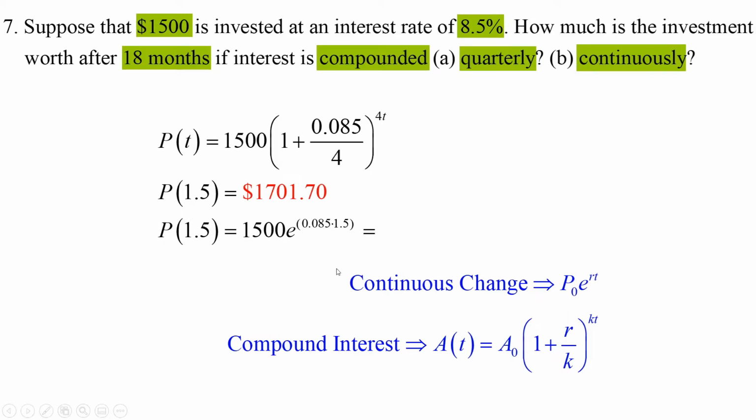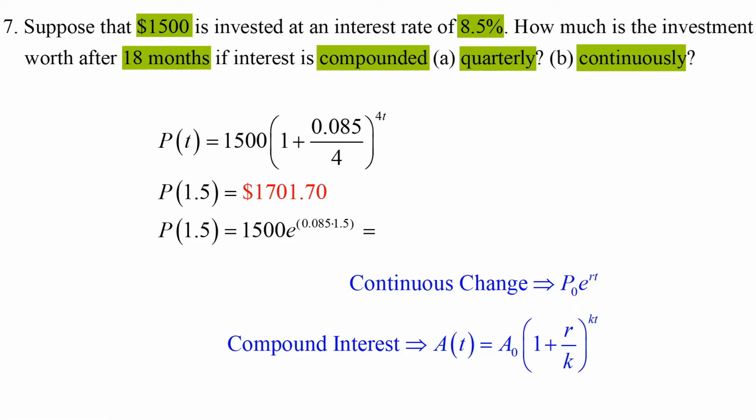And notice here, notice my parentheses for the exponent. A very common mistake is people go 1,500 e to the 0.085 and then they just say times 1.5, and that changes everything. So make sure your exponent here with 2 factors is in parentheses.